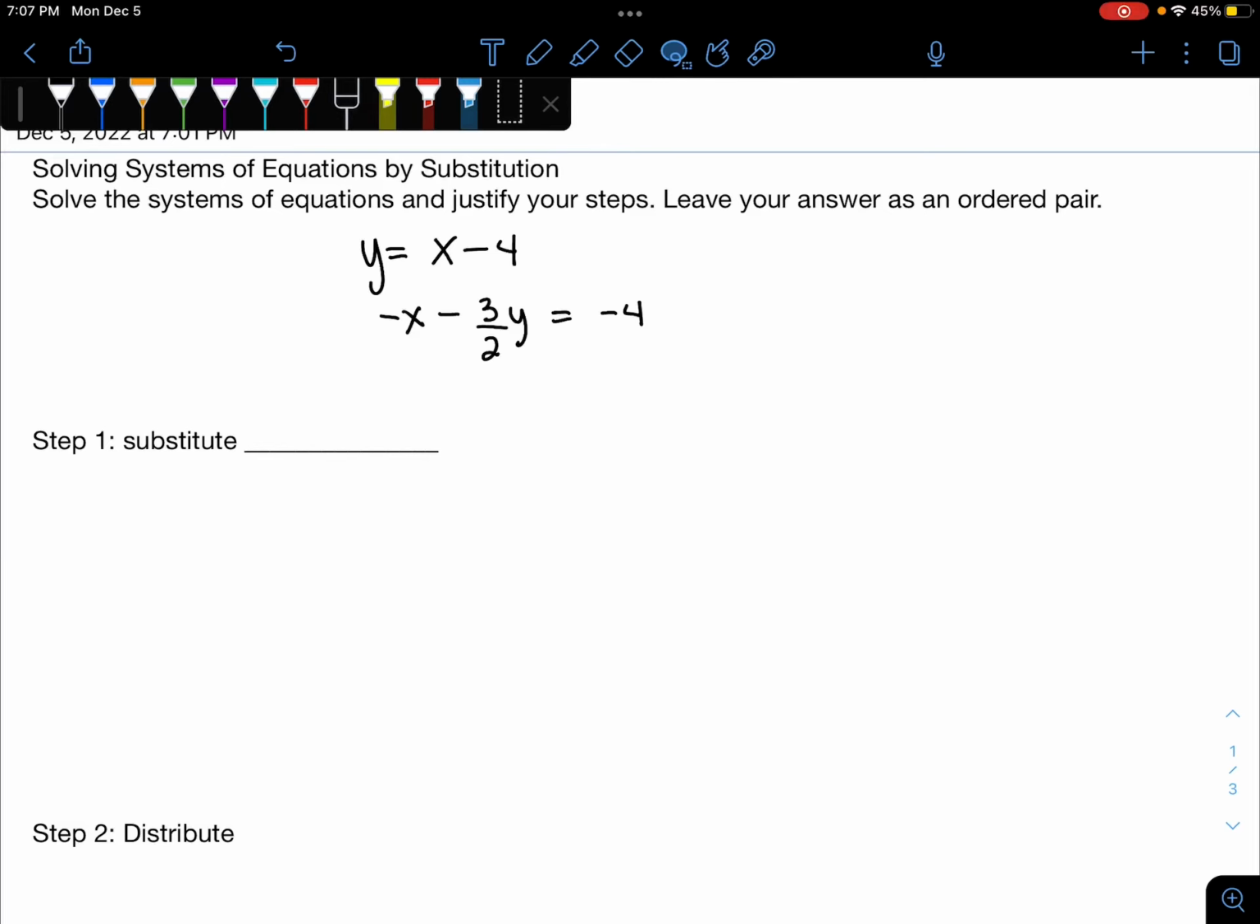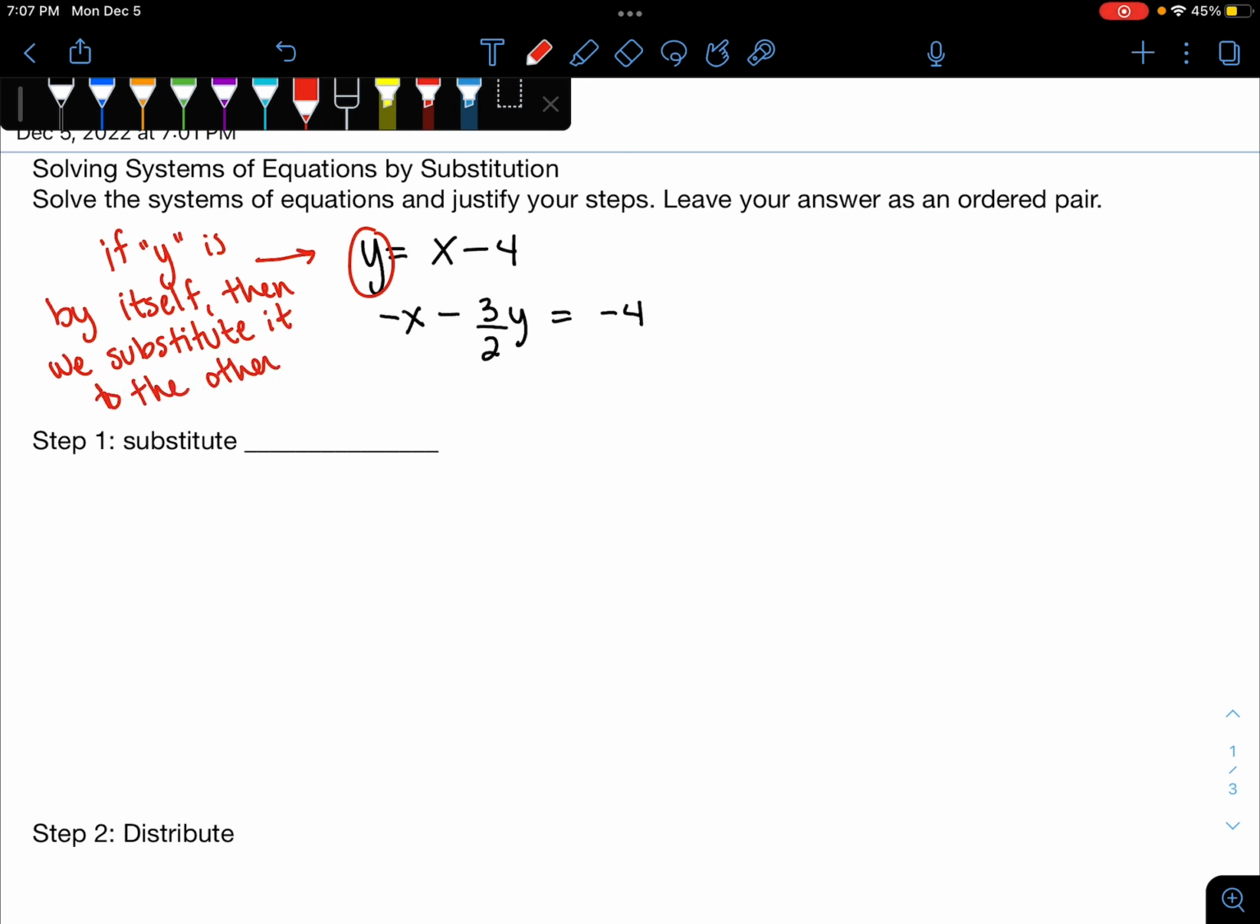We did this for number 1 in class. So let's start with our y here. Remember, if y is by itself, then we substitute it to the other equation. I'll put EQ for equation. So we will substitute it into this equation.